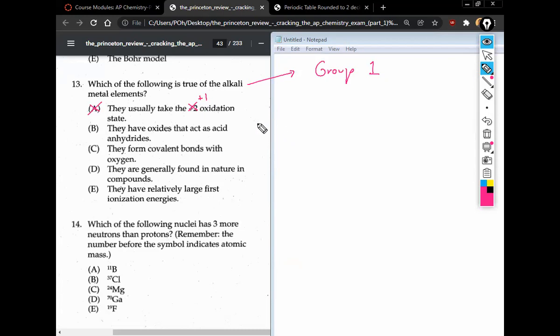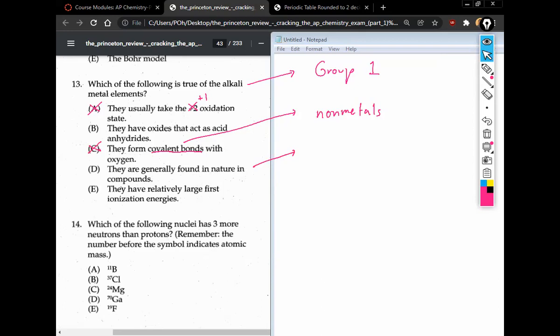So acid anhydrides are compounds that you form by removing water from an acid. You guys don't even know what that is, so we'll leave that blank because that could be an option, right? Do they form covalent bonds? No, because you remember what covalent bonds are? They share. Yeah, it's going to be non-metals. And group 1, they're metals. So we know that C is not the right answer. They are generally found in nature as compounds.